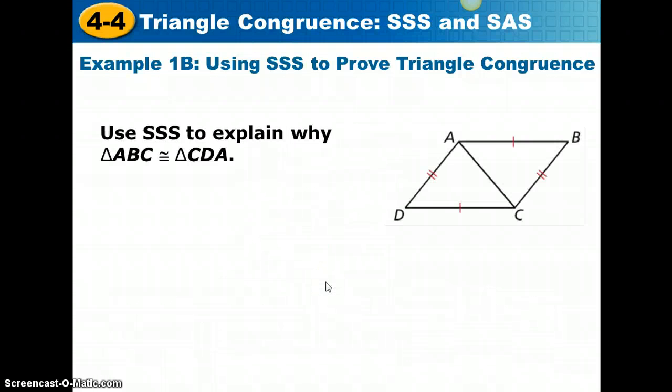So why don't you try and word this next explanation the same way. If you need to go back and look at how that was worded, that's fine. But look at what you're given. We're given AB is congruent to CD. We are given AD is congruent to CB.